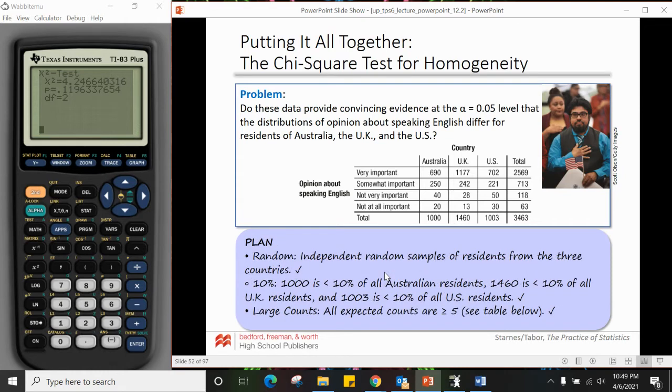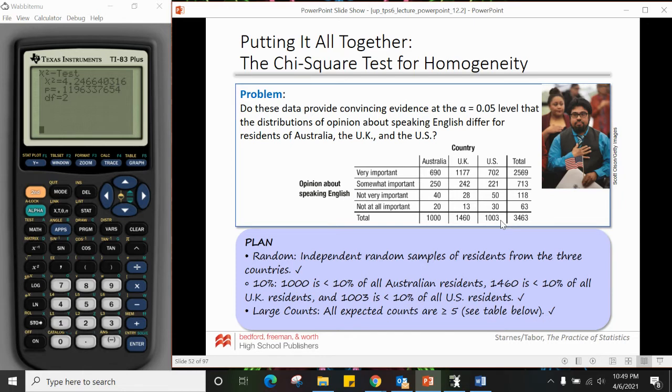In my plan, I have independent random samples of residents from the 3 countries. My 10% rule: 1,000 is less than 10% of all Australian residents, 1,460 is less than 10% of all UK residents, and 1,003 is less than 10% of all US residents. I'm using these totals here.